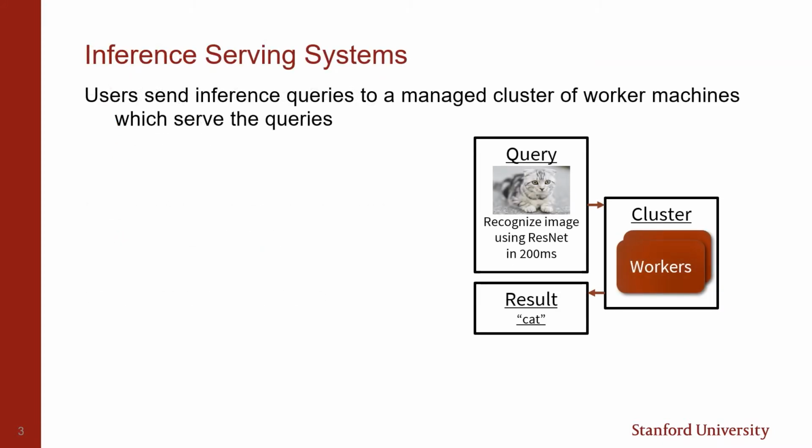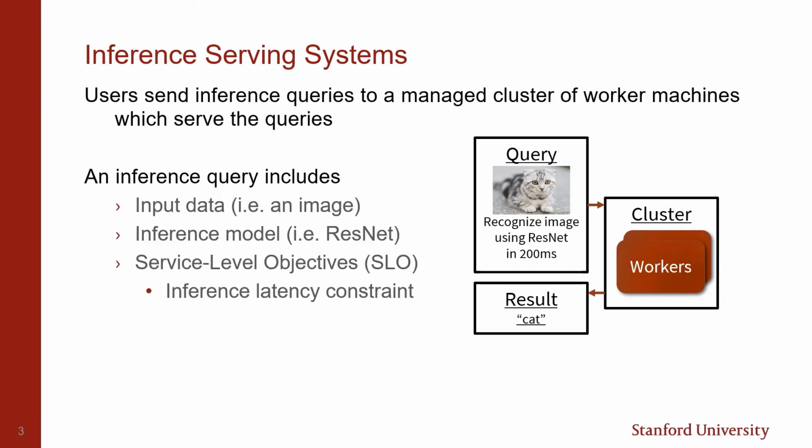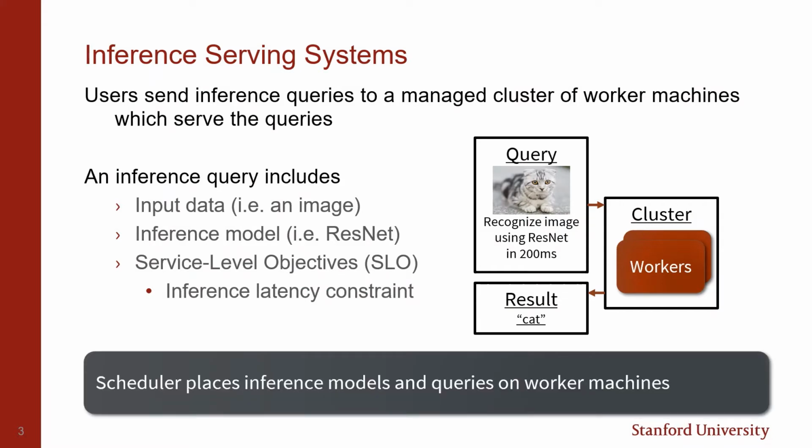So first, let us remind ourselves what an inference-serving system is. In an inference-serving system, users send inference queries to a managed cluster of worker machines, and those worker machines serve the queries. So what does an inference query look like? An inference query includes some input data, such as an image, and it also specifies an inference model, for example, ResNet, and it may also specify a service level objective, or SLO, such as an inference latency constraint. And so the role of the scheduler in an inference serving system is to place inference models and queries on worker machines.